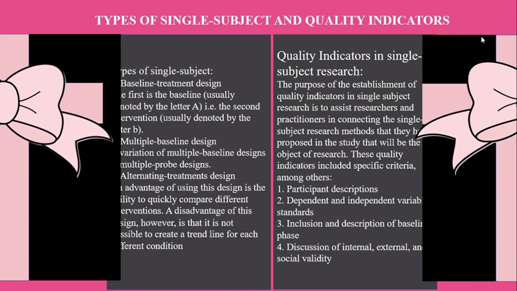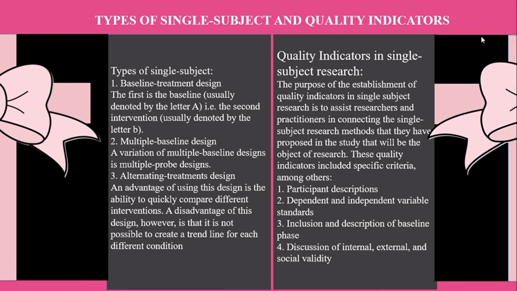Okay, next is about types of single subject and quality indicator. Types of single subject. Number 1, baseline treatment design. The first is the baseline, usually denoted by letter A, and the second, intervention, is usually denoted by the letter B. Number 2, multiple baseline design. A variation of multiple baseline design is multiple probe design. Number 3, alternating treatment design.